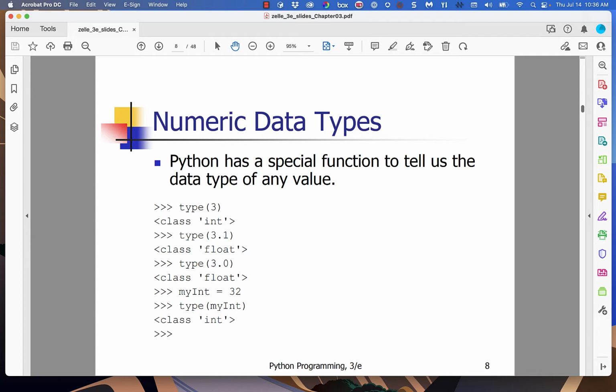Okay? Interesting, you can see that the answer we get back is class int or class float. In Python, all of the type objects are instances of a particular Python class. So the integer or int type is implemented with the int class, and the float or float type is implemented with the float class. Okay?